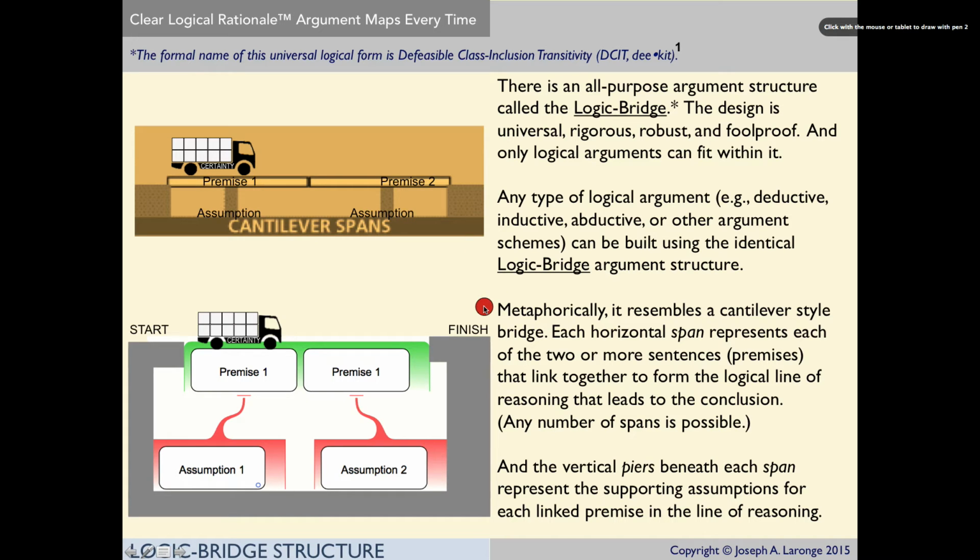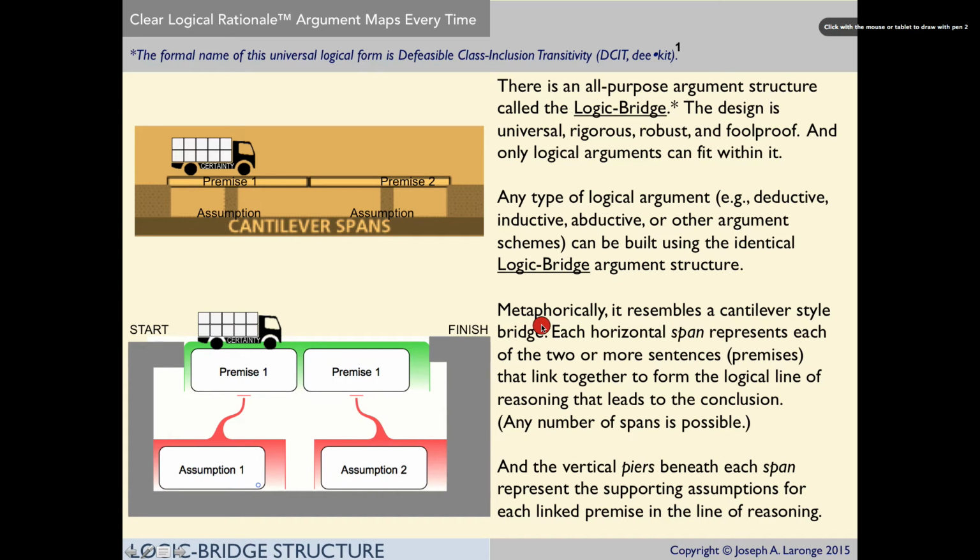Metaphorically, it resembles a cantilever-style bridge. So we're trying to get you to think about argument metaphorically as you might think about a bridge, to give you a sense of familiarity about how the argument's going to be structured and what the components of the argument mean, because you're familiar with the components of a bridge. So metaphorically, it resembles a cantilever-style bridge, which of course I never heard of before until I started looking at bridges and trying to see if there was a design that was similar to the logic bridge, and there actually was.